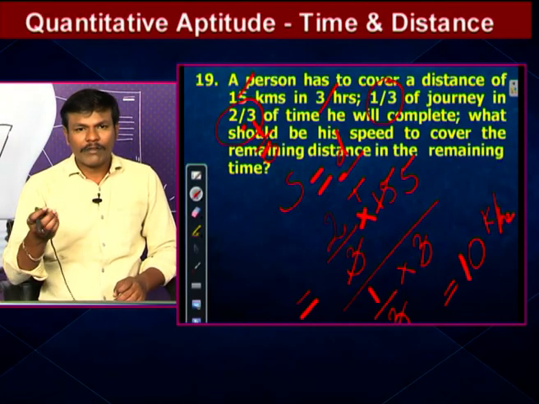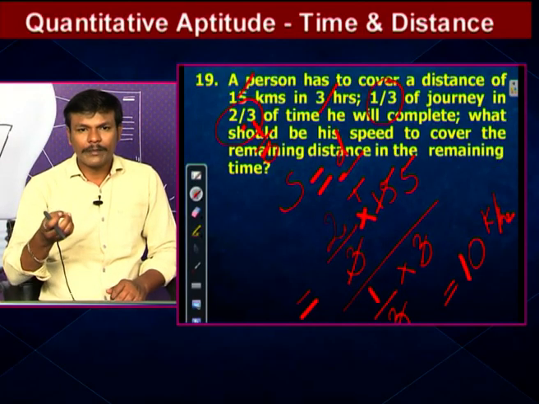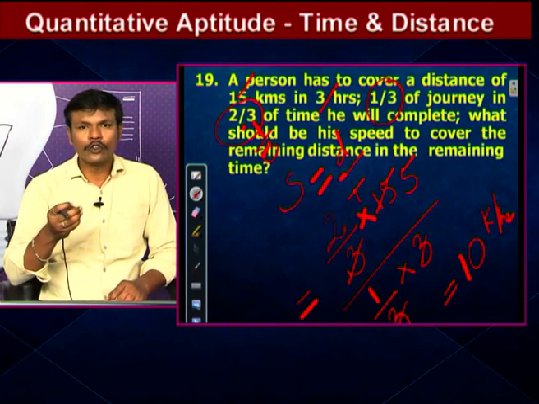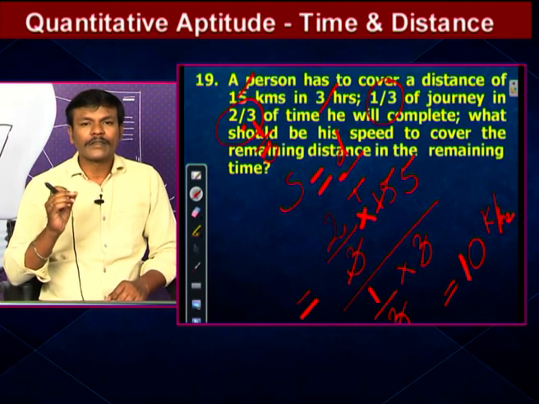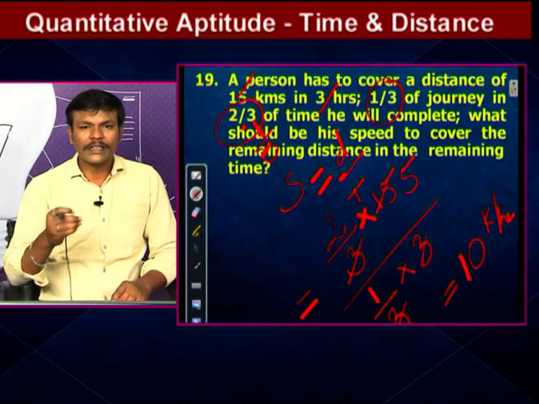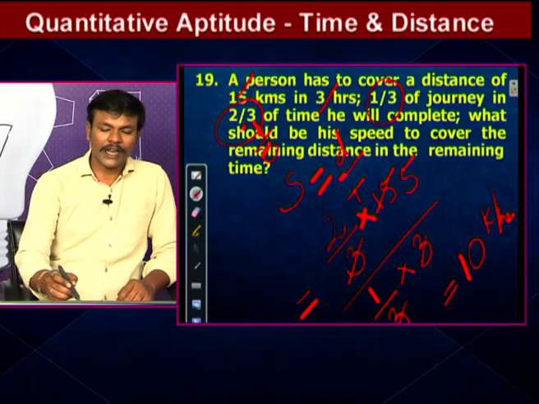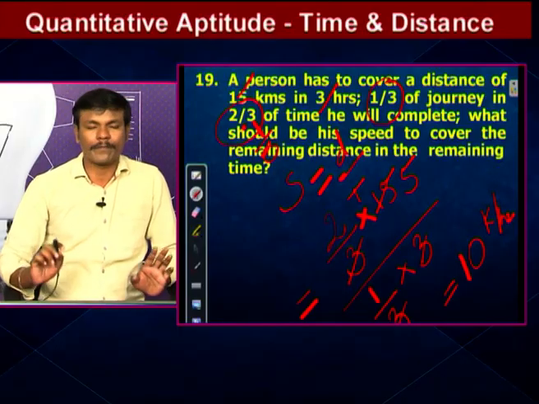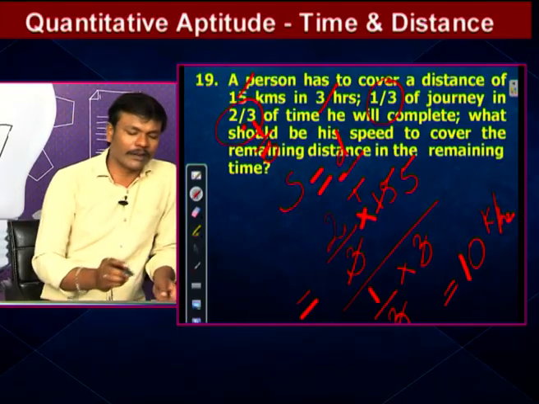The speed is for the remaining distance in the remaining time. Of the remaining distance, out of 1/3, 2/3 is remaining. The remaining time is, out of 2/3, 1/3 is remaining. So 2/3 of distance by 1/3 of the time. That is simple, 10 kilometer per hour.